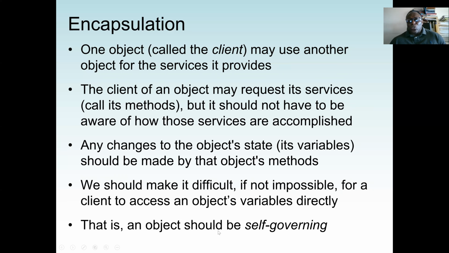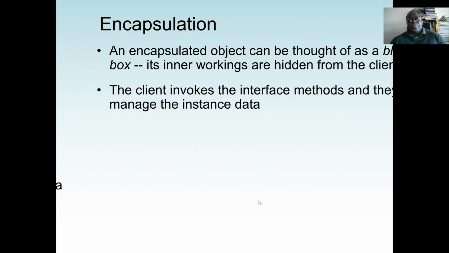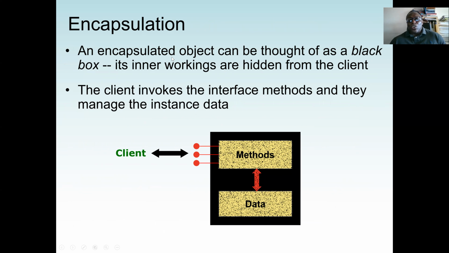An object should be self-governing. Now, an encapsulated object can be thought of as a black box. The inner workings are hidden from the client. The client invokes the interface methods and they manage the instance data. So the whole concept here is that the data members of the class will be hidden from other objects or other classes.